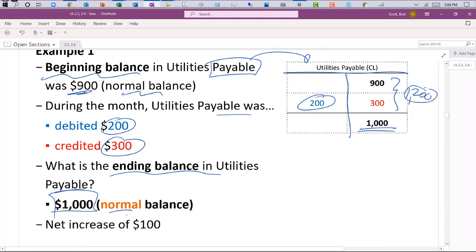Because, one, this is a liability account. Liability accounts typically have a credit balance. Liability accounts have a typical credit balance because credits increase liabilities. In this particular case, we should expect to see a credit balance. If we do, that means it's normal. Everything is fine.